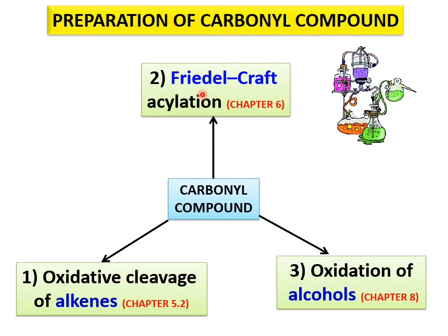And then from Friedel-Crafts acylation, chapter 6 in aromatic compounds. So actually for Friedel-Crafts acylation, you will produce aromatic ketone. Alright. And the last chapter we just learned, chapter 8, oxidation of alcohol, also will produce ketone and aldehyde. Alright guys, so you can refer to the previous videos.